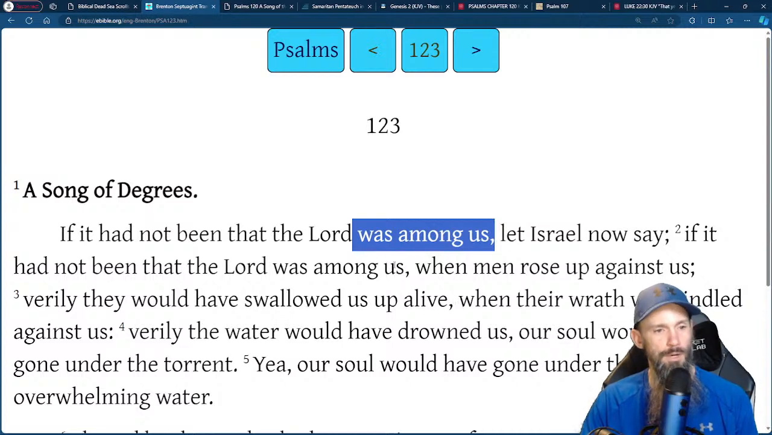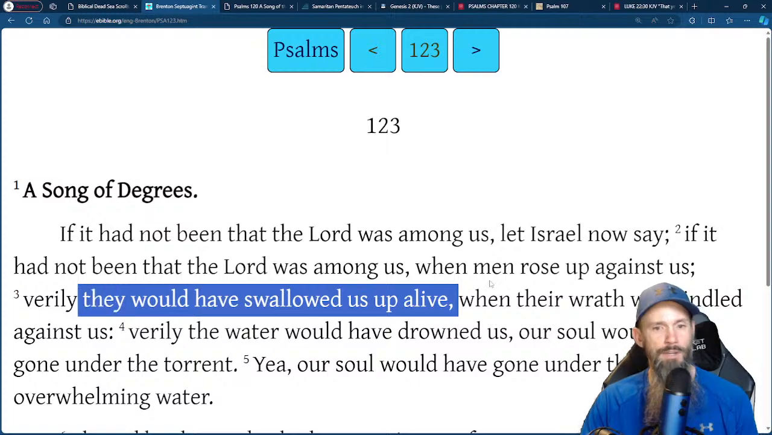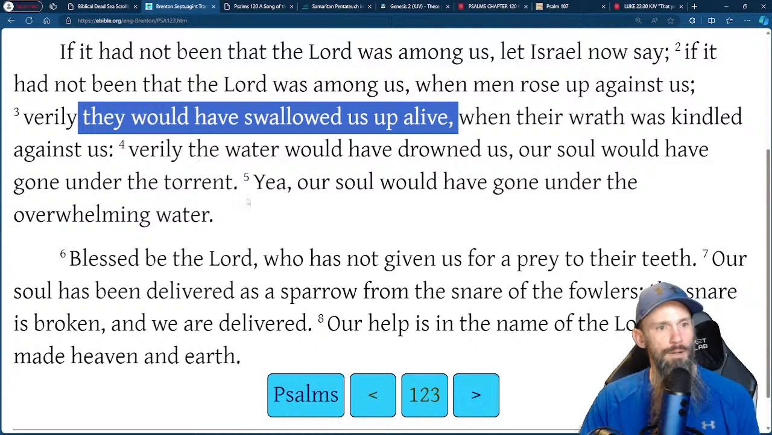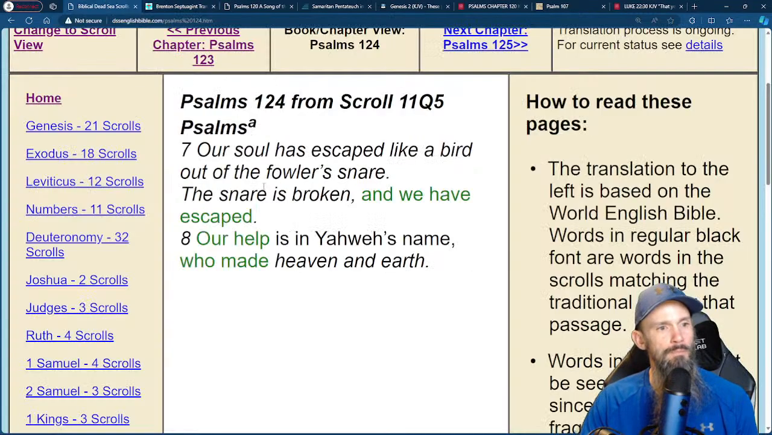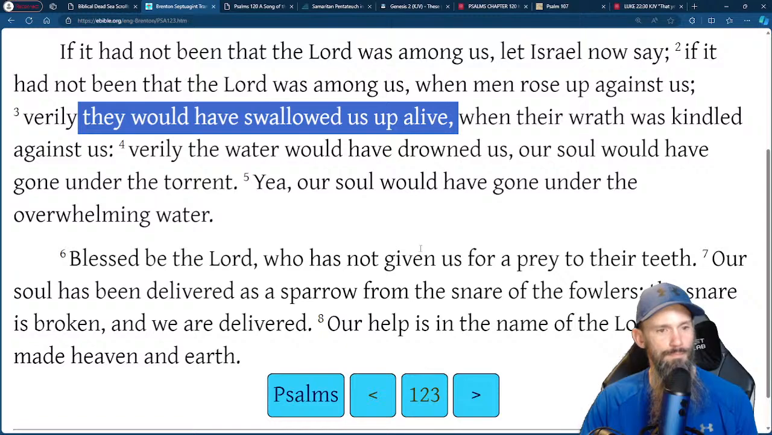So if Yahuwah was not among us, they would have swallowed us alive. When their wrath was kindled against us, verily the water would have drowned us. Our soul would have gone under the torrent. Yea, our soul would have gone under the overwhelming water. Blessed be Yahuwah, who has not given us for a prey to their teeth. Our soul has escaped like a bird out of the fowler's snare. The snare is broken, and we have escaped. Our help is in Yahuwah's name, who made heaven and earth.